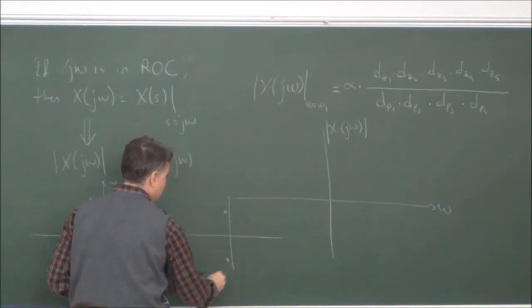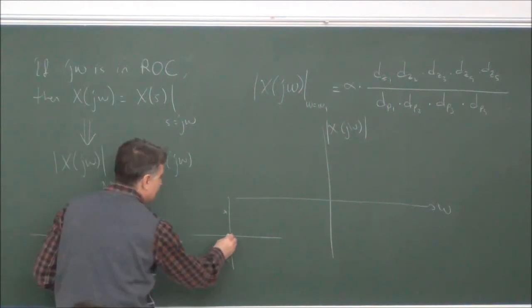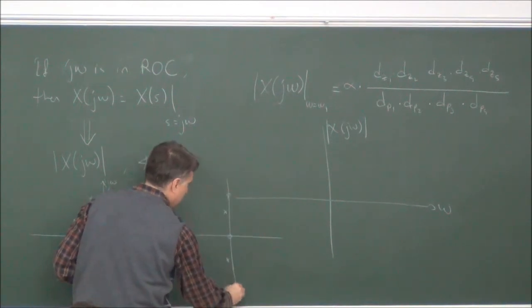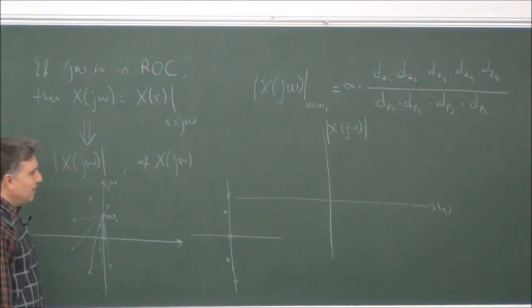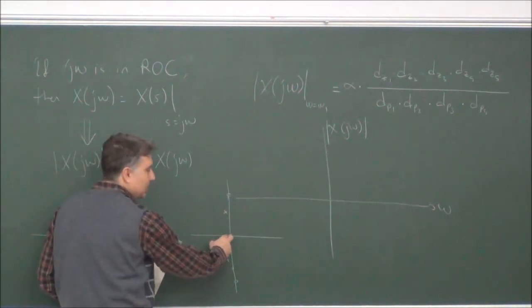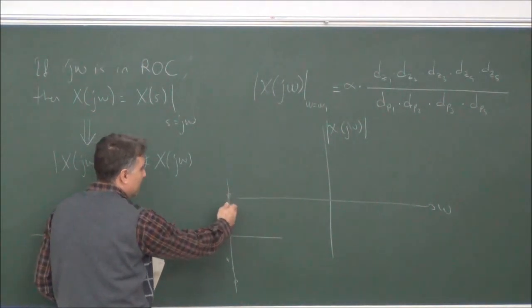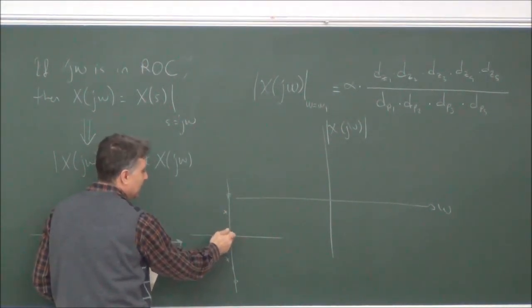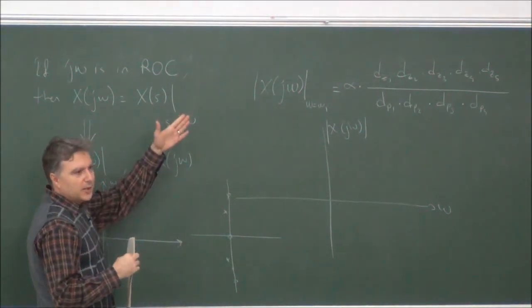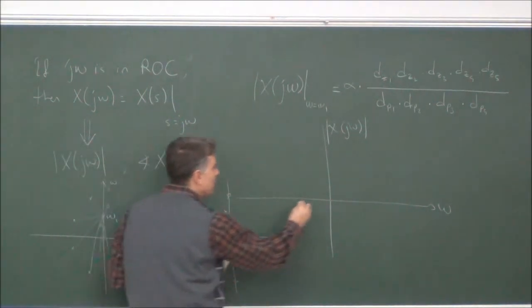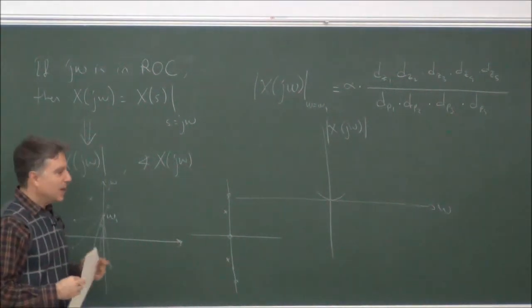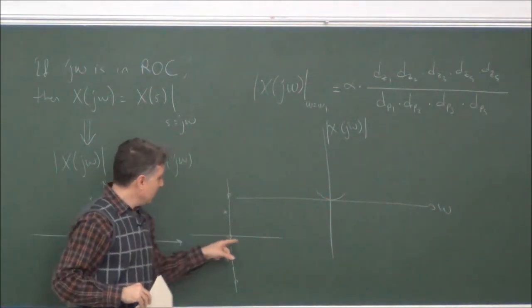Suppose we have 2 poles here, a 0 here, a 0 here, and a 0 here. Can you guess what X of j omega would look like? Around here, the distance between this point, for example, and this 0 will be very small, and it's in the numerator. So it will become smaller and smaller. I will probably get some shape like this around 0, and it will exactly touch 0 at this point.